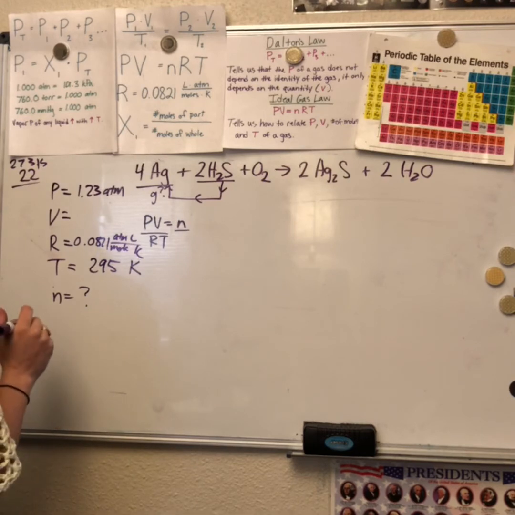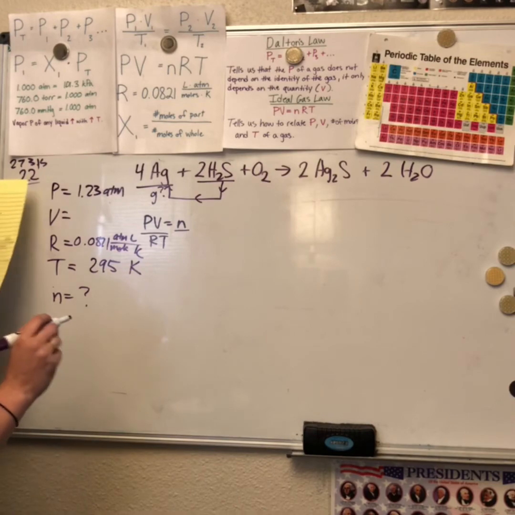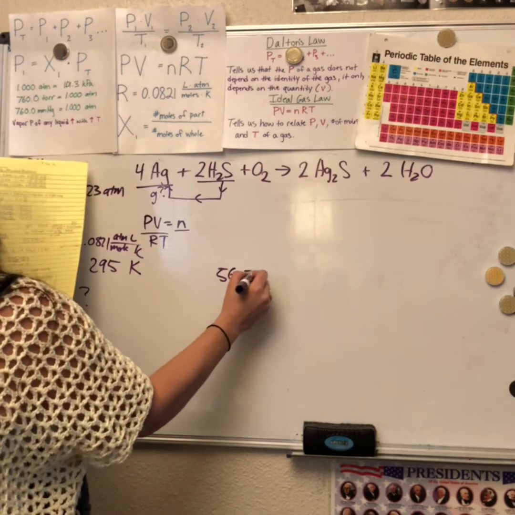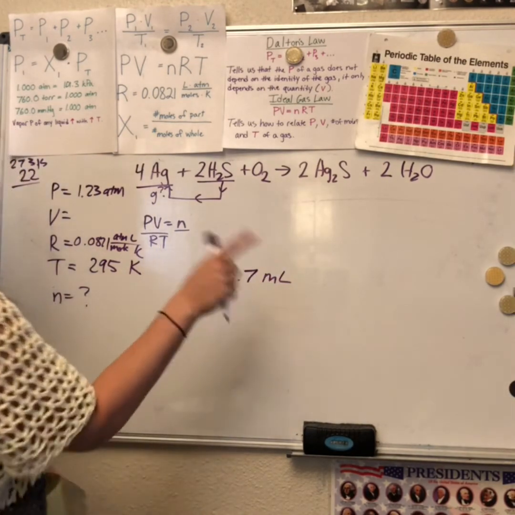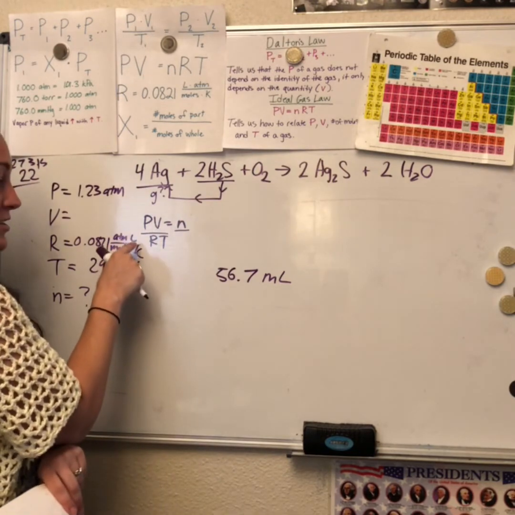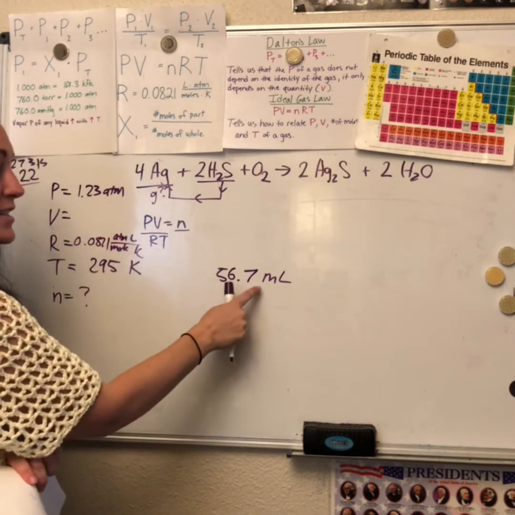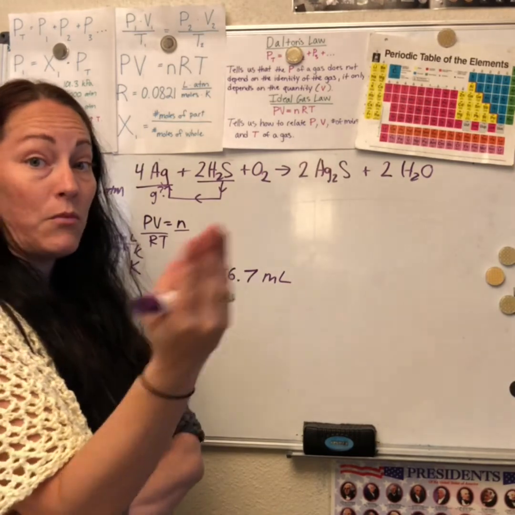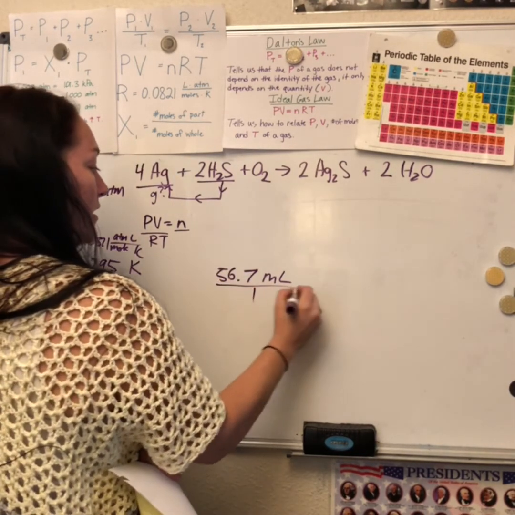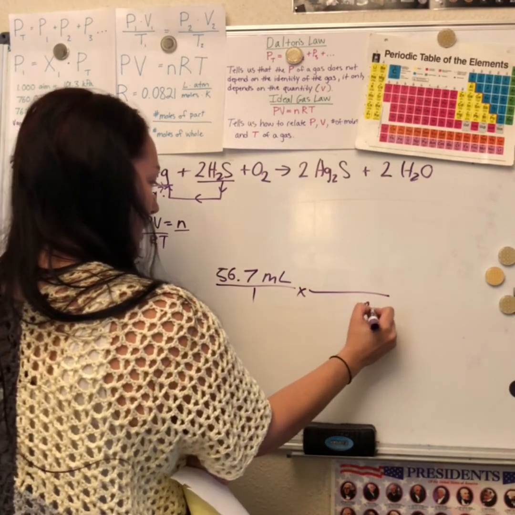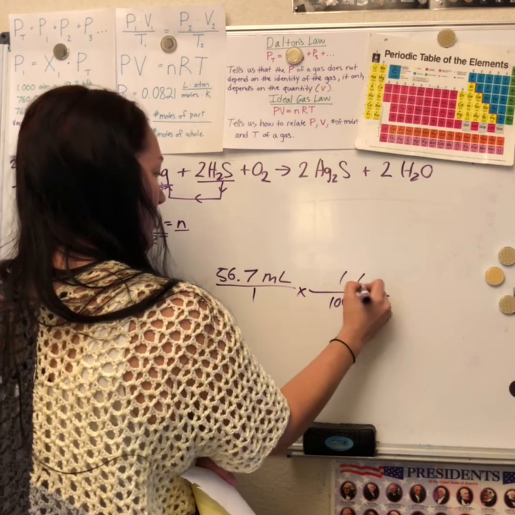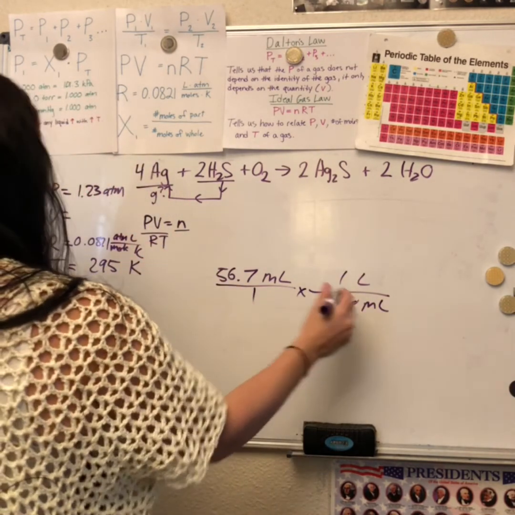And last is volume. I have a volume unit of, where is it? 56.7 milliliters. Now, remember, over here I've got liters in this, so I need this to be liters as well because otherwise that won't cancel. So just really quick, I'm going to change this. Okay, so I switch my units over.